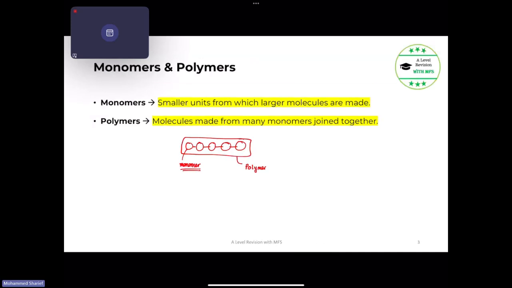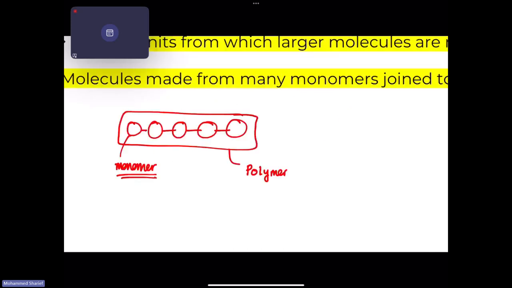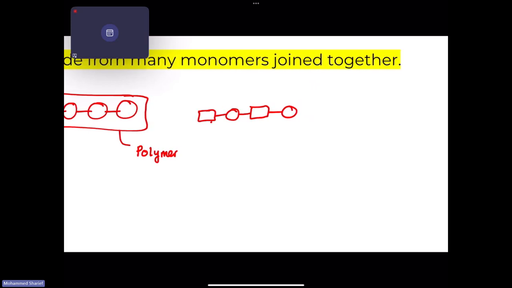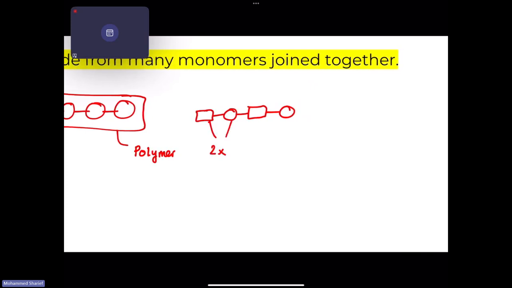Okay, now I've just used circles to help you understand what we're actually talking about. But it could be anything. We're going to have a look at some biological molecules in the next few sessions that are made up of monomers that look to form polymers. Okay, so if we look at this chain as well, we've got squares, circles, squares, circles. Now in this chain, as you can see, we have two different types of monomers. We have a square and a circle. However, the whole structure itself is still known as a polymer.